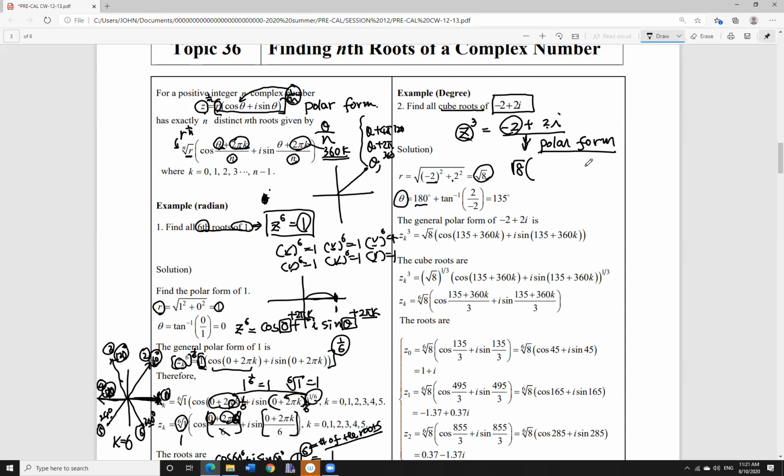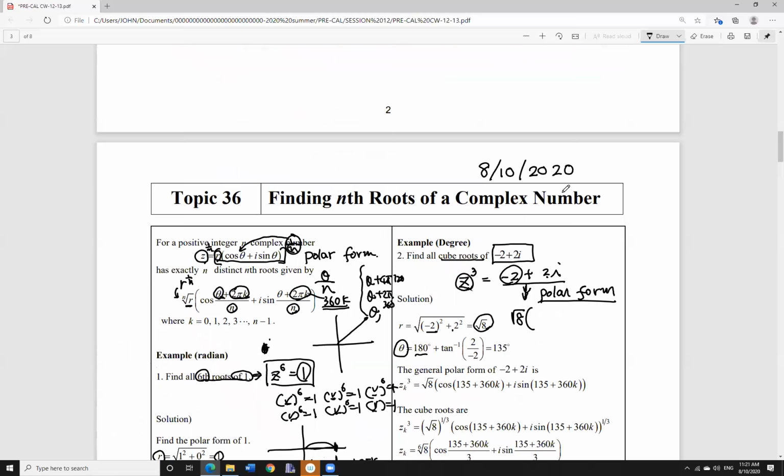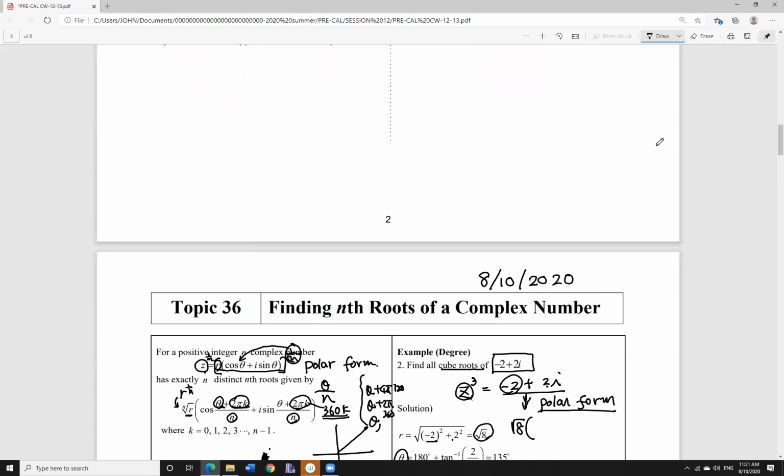Okay, where is the angle? Negative 2 plus 2i. Negative 2 is on the left-hand side, and the plus 2i is up here. This is imaginary, this is real, right? So where is the terminal side? This is the terminal side. We need this angle, right?